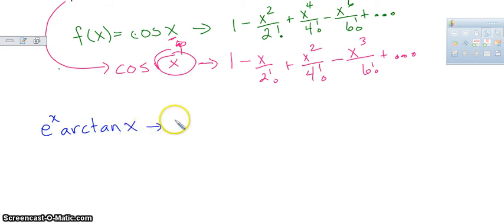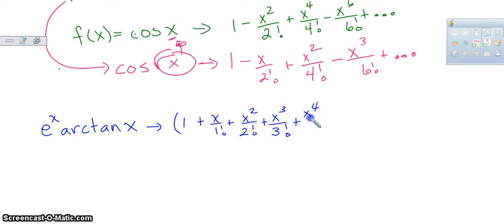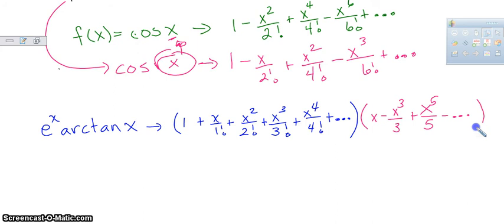So if you're multiplying, what I like to do is just write them down. So e to the x power series is 1 plus x over 1 factorial plus x squared over 2 factorial plus x cubed over 3 factorial plus x to the fourth over 4 factorial, and that goes on forever. The arctan, I'll put that one in pink. The arctan is x minus x cubed over 3 plus x to the fifth over 5, and that one then would be minus, and that one goes on forever also.